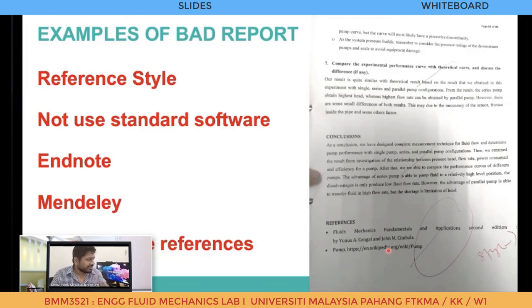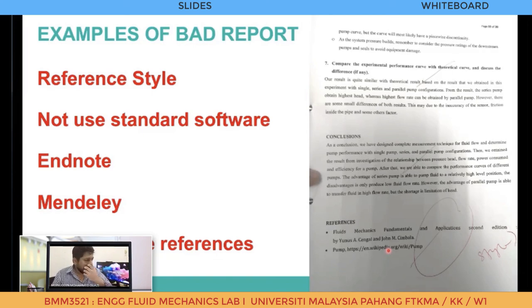And also you see there are no references stated in the report. Although this is not the page where we put references, in the report there were no references. Then there is no numbering. References are in bullet form. So how will I know which paragraph you take from Senjal and which paragraph you take from Pump? You should put number 2 reference from that, 3 reference from this paragraph.